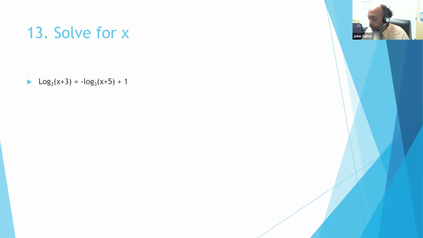Solve for x. So log base 3 of x plus 3 equals negative log base 3 of x plus 5, plus 1. I have log base 3 and log base 3. I'm going to move them to the same side. So I'm going to add log base 3 of x plus 5 on both sides.